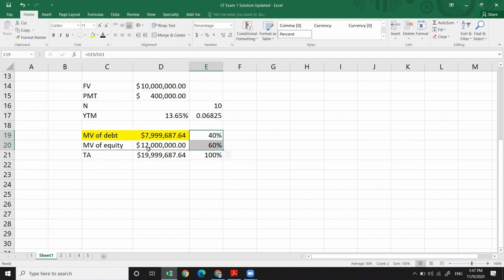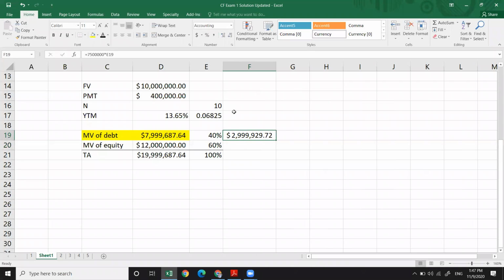So if you want to raise 7.5 million, that means 7,500 times this much. It's almost 3 million, but anyway. So the percentage, this much should be issued through debt, and this much should be raised through the issuance of equity.